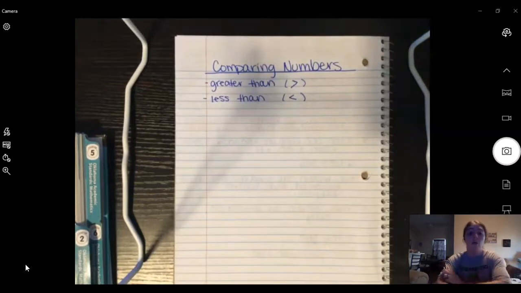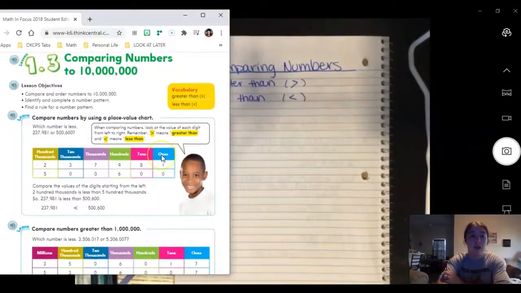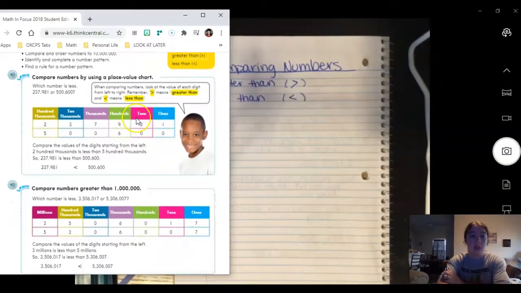So in comparing numbers, we have to look at the place value of that number. It says when comparing numbers, look at the value of each digit. So what is it worth? That's what value means. So you have to look at it from left to right. Remember, the open end means greater than, and the closed end means less than.